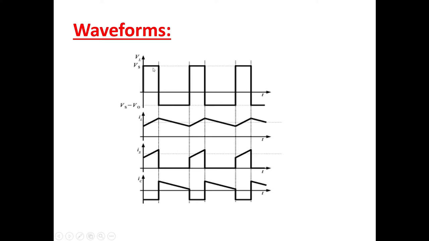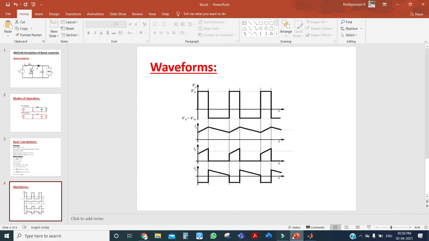This is the voltage across the inductor during switch on state, during switch off state, during switch on state, during switch off state. Correspondingly, the current through the switch and current through the capacitor. Now we can go for MATLAB simulations of boost converter.